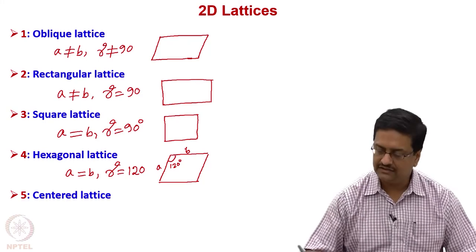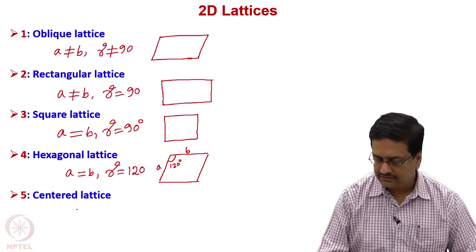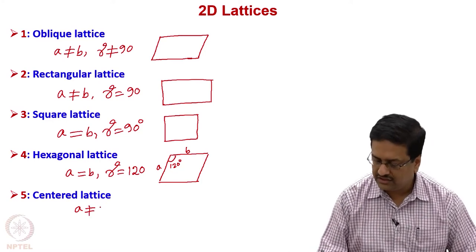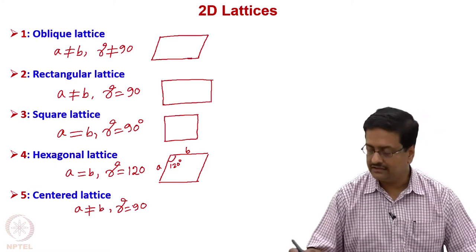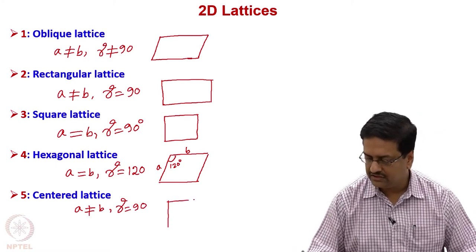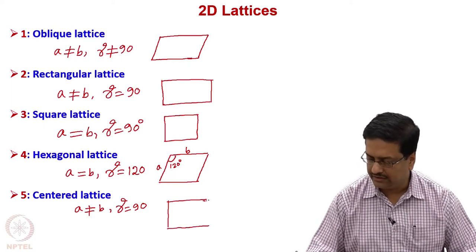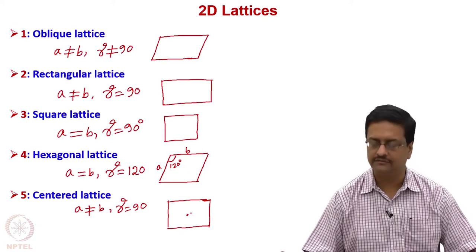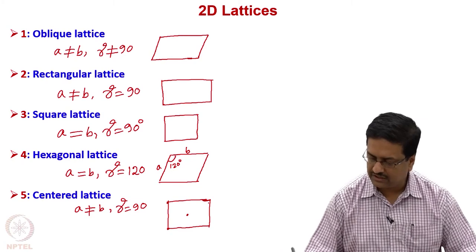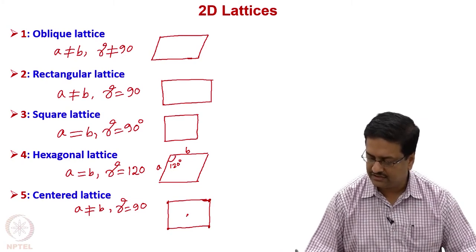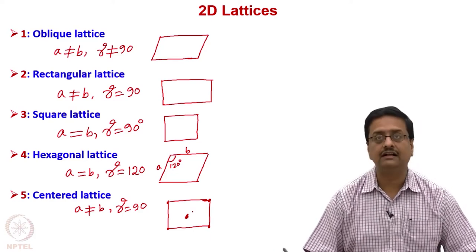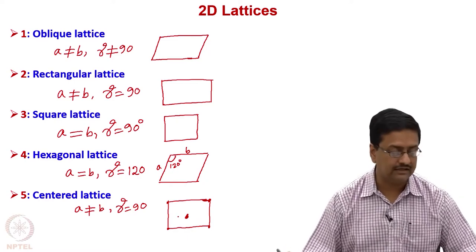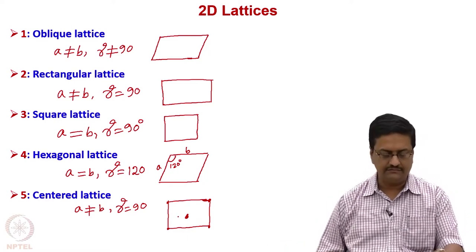Now the last type of lattice is a centered lattice, where a is in general not equal to b, but gamma is equal to 90 degree. In that case, what we see is we draw a rectangular lattice and we have a centering at the middle. So what does it mean? That we have atoms at eight corners, or lattice points at eight corners and at the center. So this particular lattice is called the centered lattice, a face centered lattice. One face is centered.